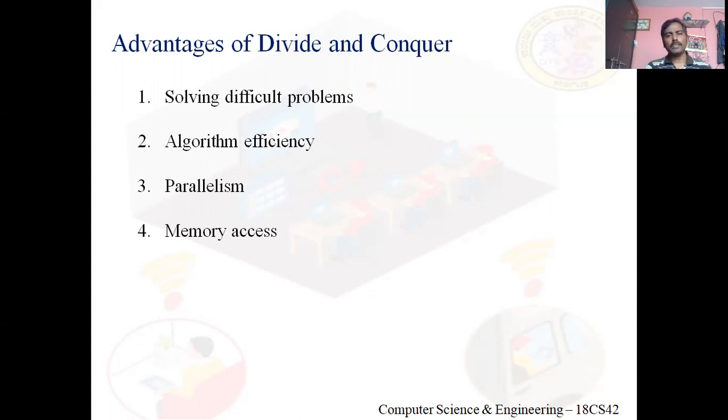So memory access means faster access to memory. Clear? In the divide and conquer strategy, when a problem with a larger instance is divided into sub-problems, a few sub-problems might be repeated. In that case, memory access will be faster. Got it?